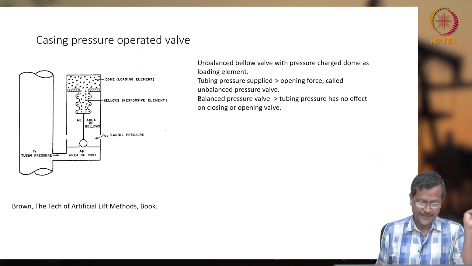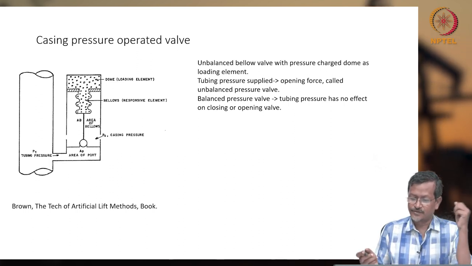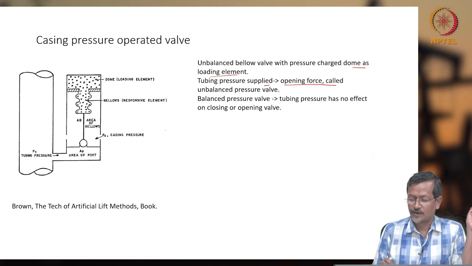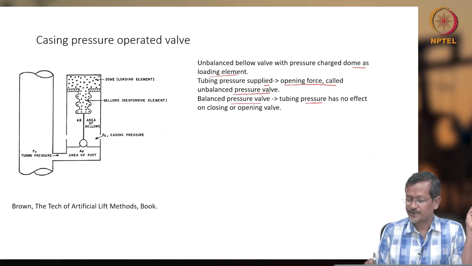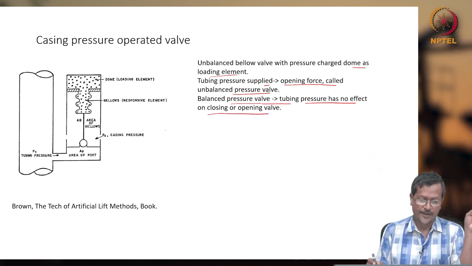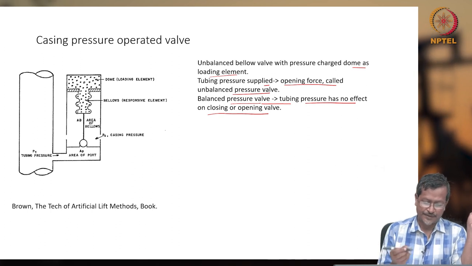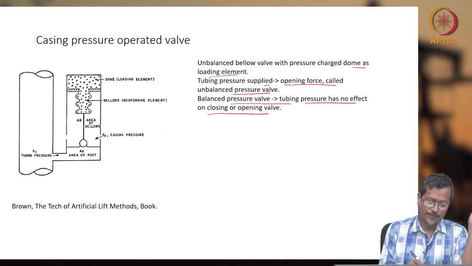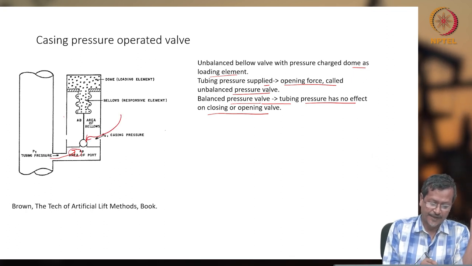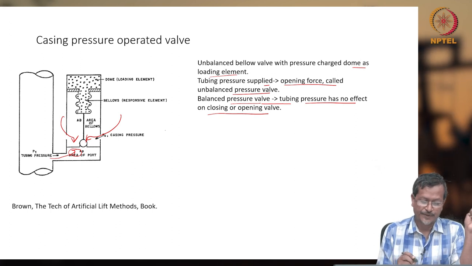Now, only casing pressure operated valve. An unbalanced bellow valve with a pressure-charged dome as loading element, where tubing pressure supplies an opening force, is called an unbalanced pressure valve. In a balanced pressure valve, tubing pressure has no effect. Okay, you should remember this one. When you are talking about a balanced valve, tubing pressure should not have any effect. So here you can see this valve is basically controlled by your casing pressure only. Although this shows some pressure, it will be almost negligible. The pressure will be coming basically from casing, and the casing pressure will be controlling.